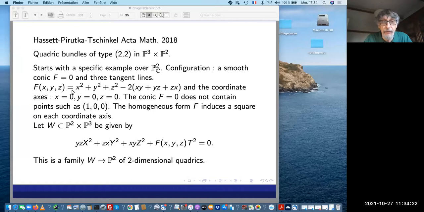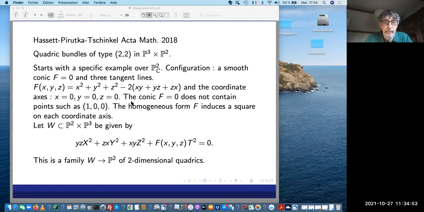You take f of x, y, z given by x squared plus y squared plus z squared minus twice (xy plus yz plus zx). And you look at the coordinate axes, x equals 0, y equals 0, z equals 0. These are three tangents to this conic. So we're again starting with a configuration with tangents, as we had in the Artin-Mumford example. Remember, we had a conic, and then we had two elliptic curves, which are each tangent to the conic.